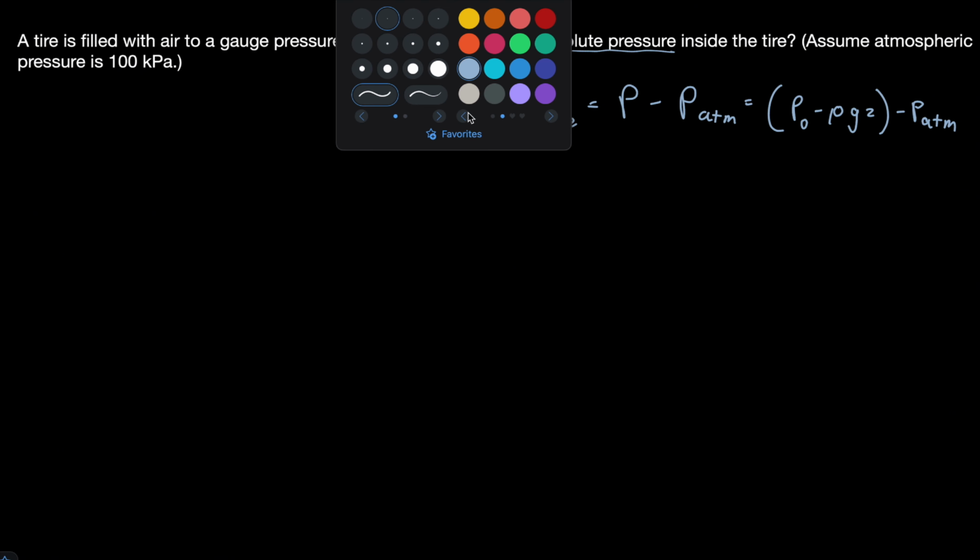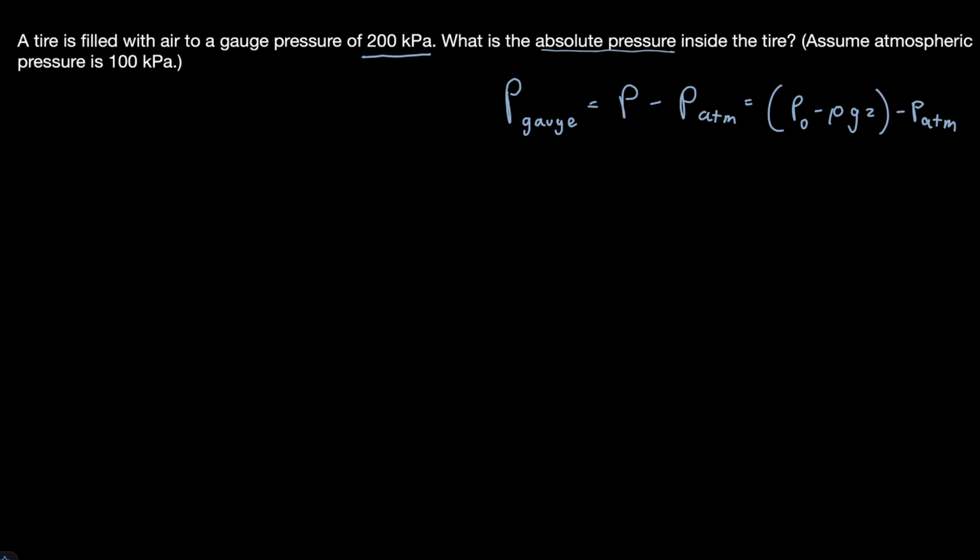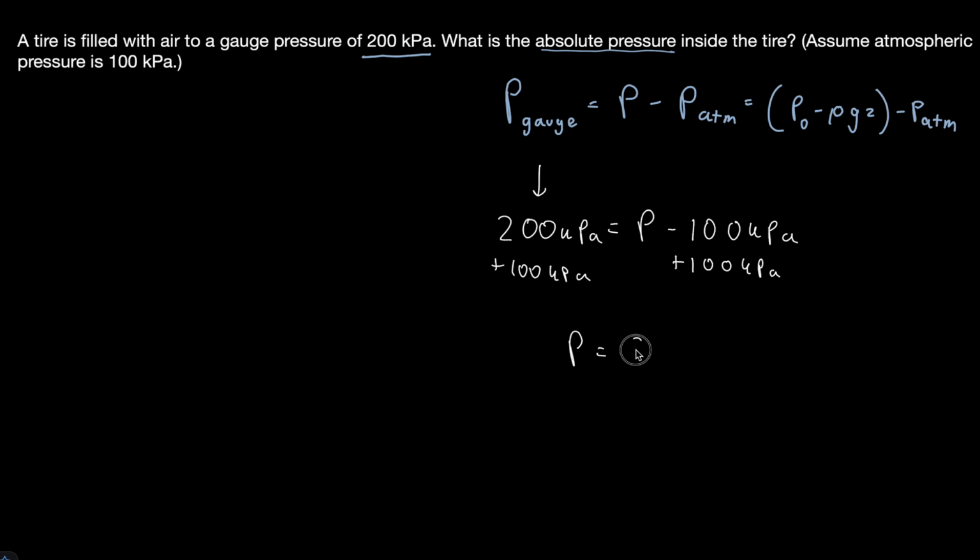So let me change my colors over here. We know that our gauge pressure is 200 kilopascals, and this is our equation. We're trying to look for absolute pressure, so I'll just put P, and then minus our atmospheric pressure, where we're assuming it's 100 kilopascals. To isolate our absolute pressure, all we have to do is add 100 kilopascals on both sides, and this gets our absolute pressure being 300 kilopascals.